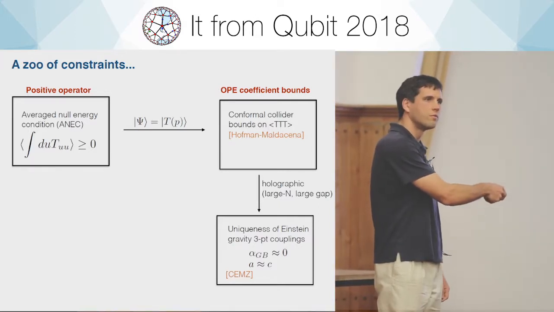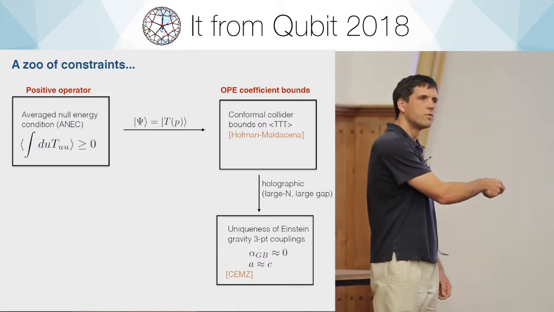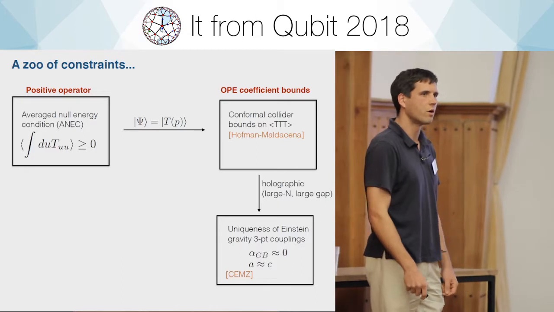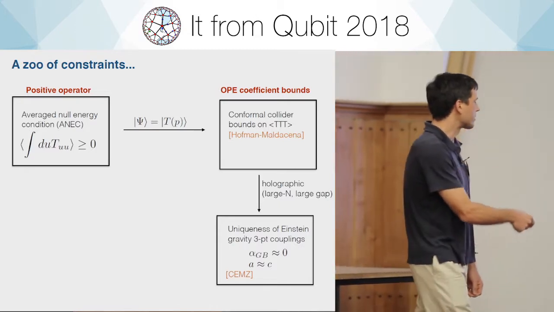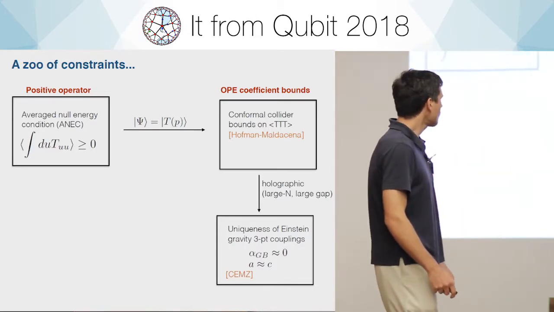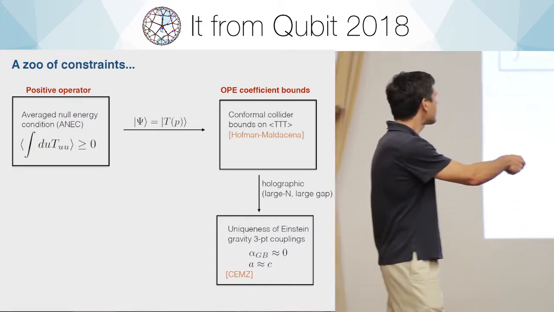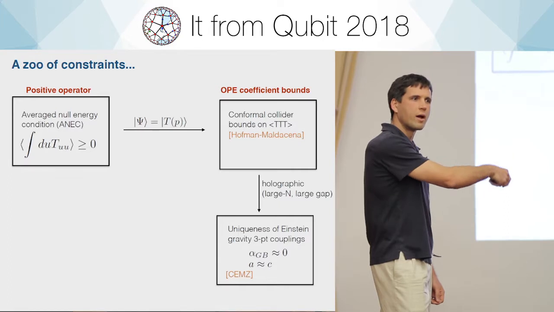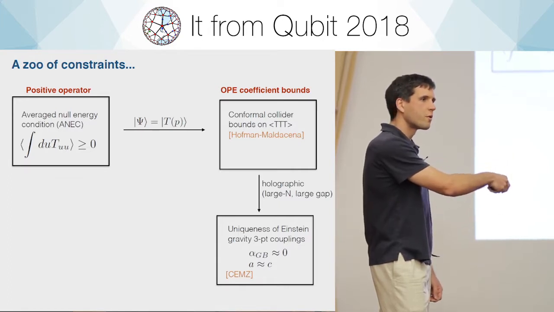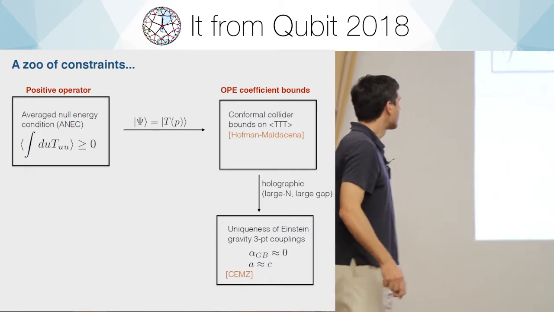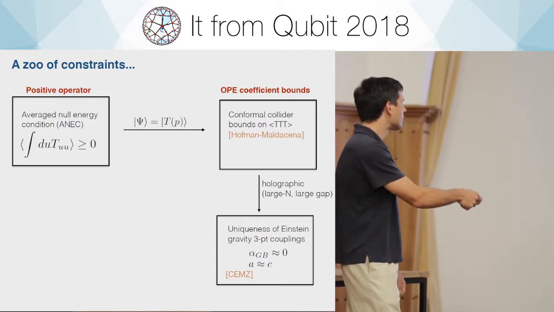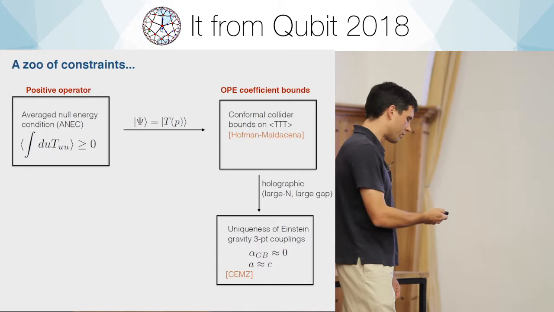In gravity language, this is a statement that higher derivative terms, including the Gauss-Bonnet coupling, have to be set to zero up to corrections at the string scale. So this is like a large N strengthening of the conformal collider bounds that came first from these gravitational experiments in the bulk and has later been understood from conformal correlators.